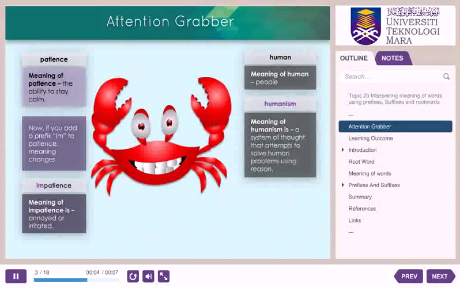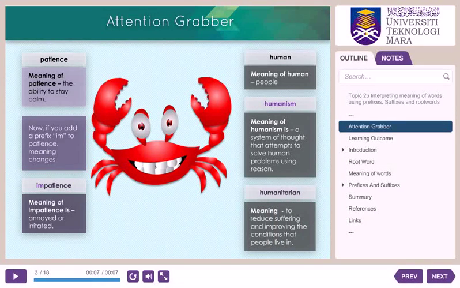Meaning of humanism. Meaning of humanism is a humanitarian meaning, to reduce suffering and improving the conditions that people live in.